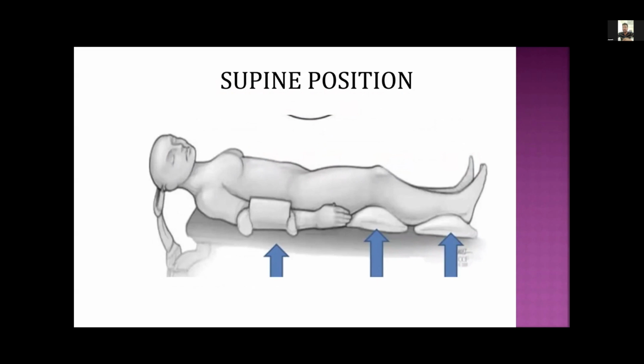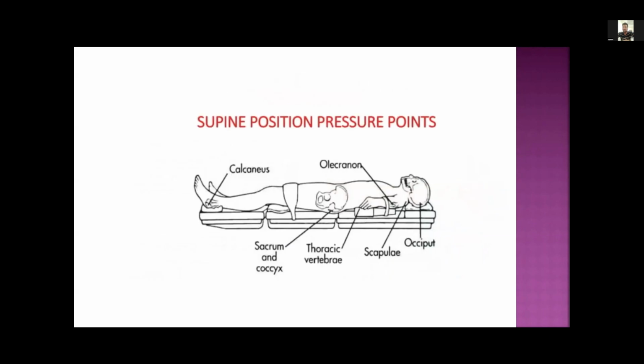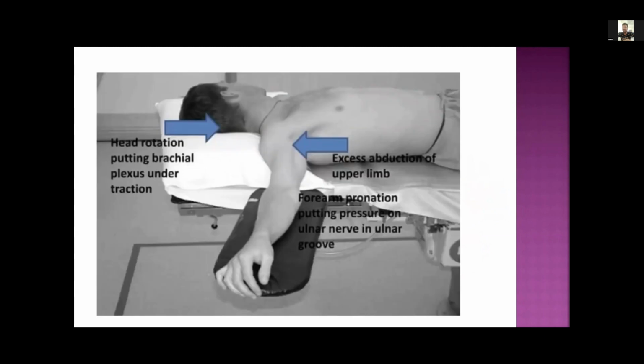Arms can be adducted or abducted, but should be placed in as neutral a position as possible. When adducted, arms are securely placed next to the body; abducted arms are kept on boards beside the table. Attention should be given to padding bony prominences. These are the pressure points in the supine position: mainly the occiput area, scapula, olecranon process, thoracic vertebrae, sacrum, and calcaneus. So these areas should be padded properly.